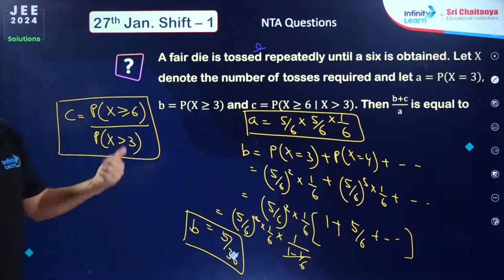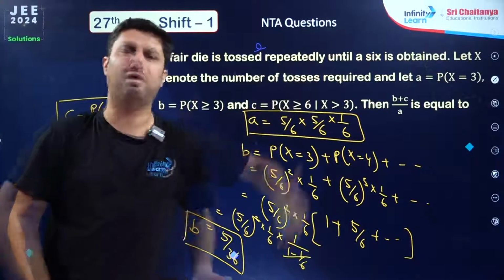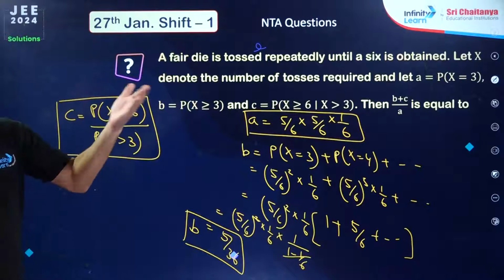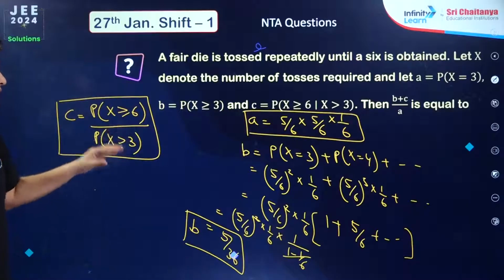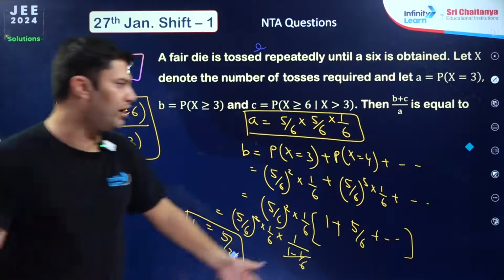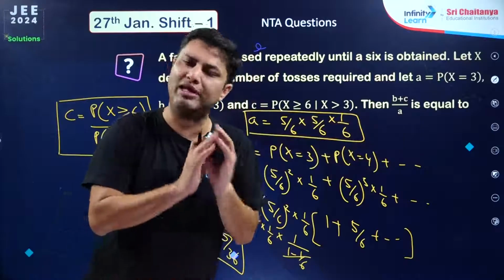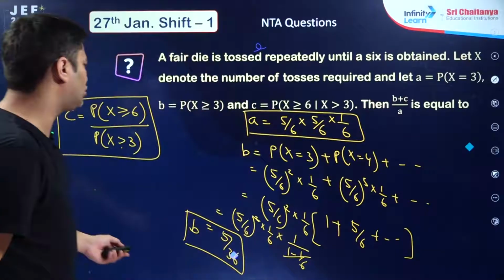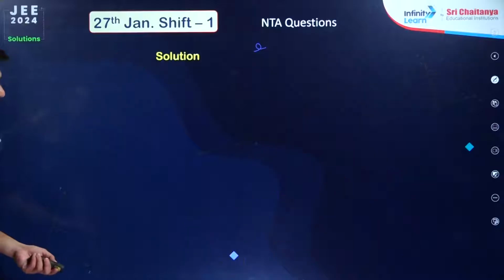x greater than 3 means x equals 4, 5, 6, 7, and so on, and x greater than or equal to 6 means 6, 7, 8, 9, 10. So both are infinite GPs. Find C also. So you need to find ultimately (B plus C) upon A. It's a very simple problem, NCERT based question, and I hope everybody understood this.